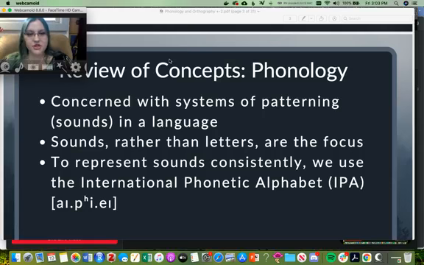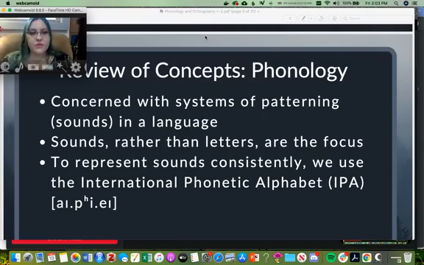Phonology is essentially a system of a language that's concerned with the patterning, often of sounds in spoken languages. And really what we're looking at here is focusing on the sounds of the language rather than the letters. So for the first section of this, we're going to be forgetting about spelling systems, and then we're going to be remembering it again as we look at orthography.